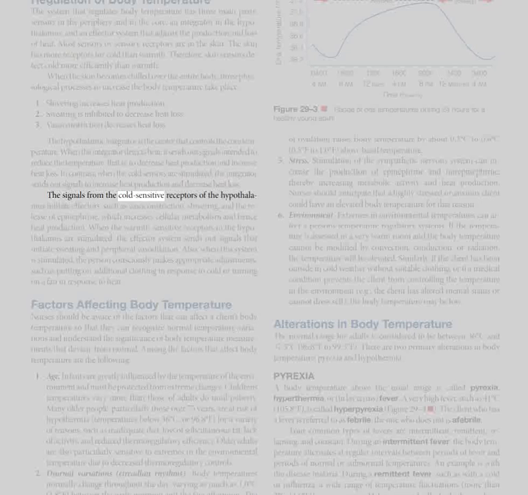The signals from the cold-sensitive receptors of the hypothalamus initiate effectors, such as vasoconstriction, shivering, and the release of epinephrine, which increases cellular metabolism and hence heat production. When the warmth-sensitive receptors in the hypothalamus are stimulated, the effector system sends out signals that initiate sweating and peripheral vasodilation. Also, when this system is stimulated, the person consciously makes appropriate adjustments, such as putting on additional clothing in response to cold or turning on a fan in response to heat.